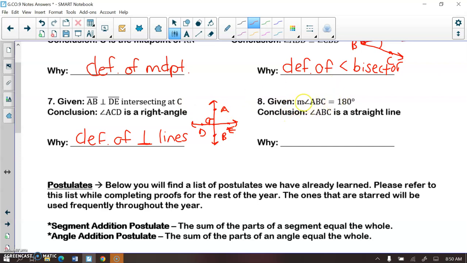All right, we're given that the measure of angle ABC equals 180. The reason why we used measure of angle ABC is because we were dealing with numbers. So we'll never use just angle ABC is congruent to 180. It's going to be the measure of angle ABC is equal to 180. We can conclude that angle ABC is a straight line, and that is because if we know that an angle is 180 degrees, then that's the definition of a straight angle or straight line, same thing.